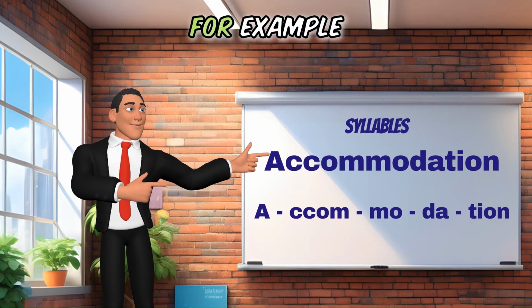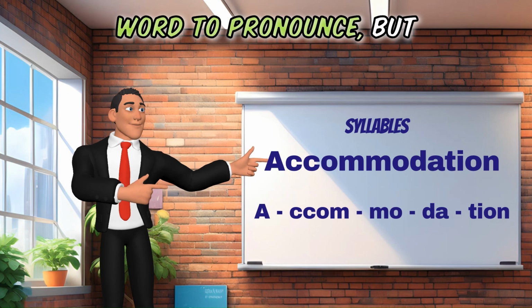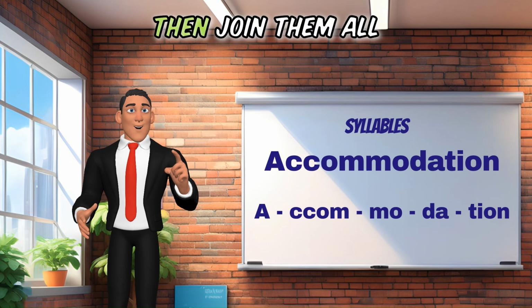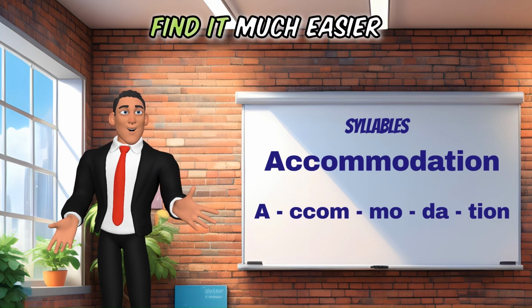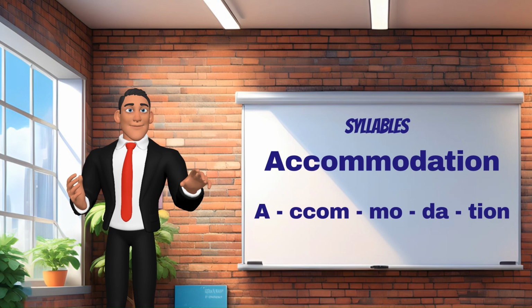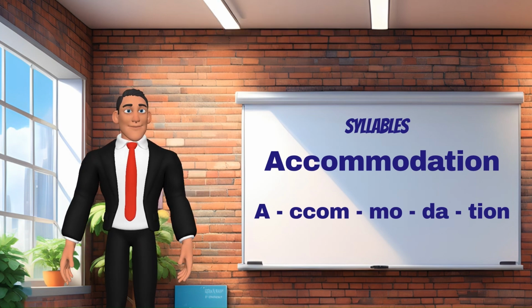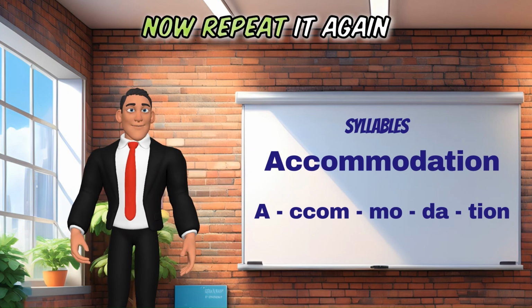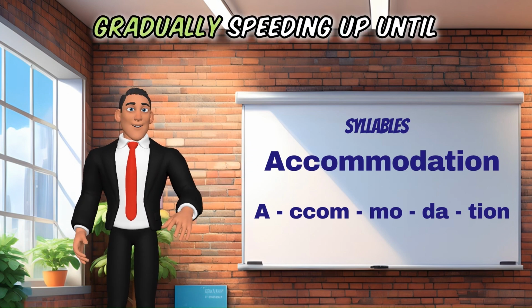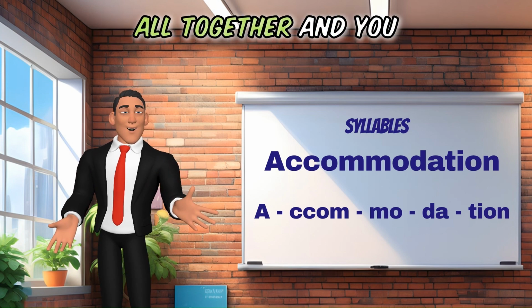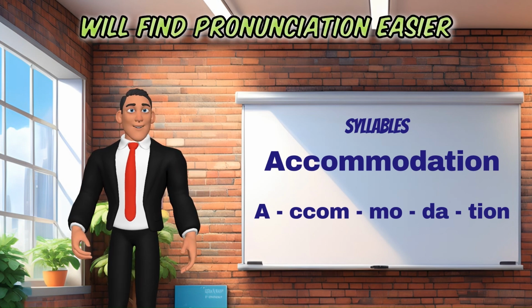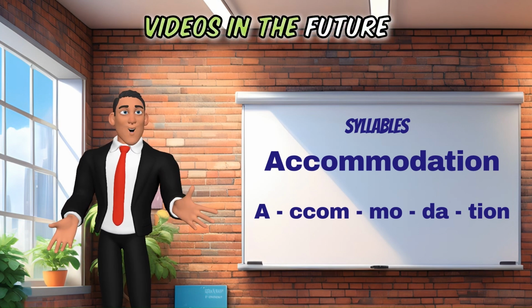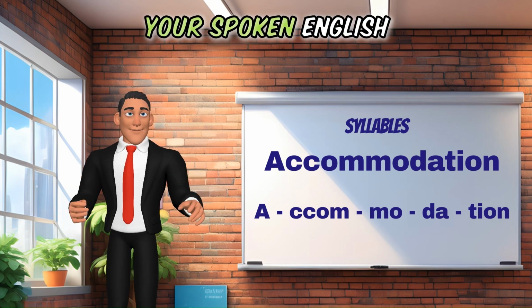Take our word accommodation, for example. It's not an easy word to pronounce, but try sounding each of the syllables 3 or 4 times, each time a little quicker. Then join them all together, and you will find it much easier to get your pronunciation right. Start as I did earlier. A, com, mo, day, shun. Now repeat it again 3 or 4 times, gradually speeding up until you have joined it all together, and you will find pronunciation easier. You can do this with any word, and we will have a regular section in our videos in the future to help you improve your spoken English.